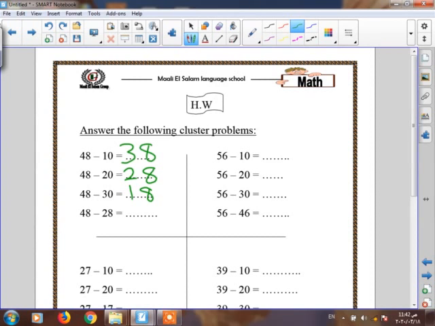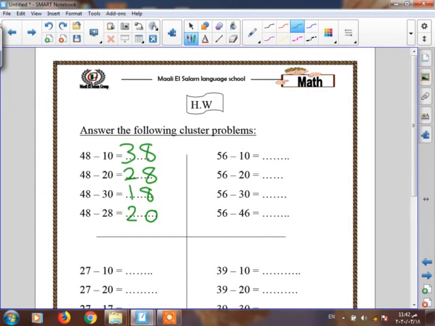The last one, 48 minus 28. Here, Junior, I have to subtract ones and tens. So I start from the ones. 8 minus 8 equals 0 in the ones. 4 minus 2 equals 2 in the tens. So the answer is 20.